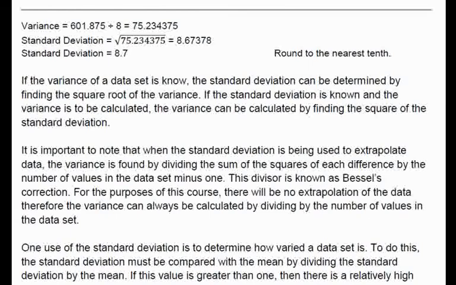So if you know the variance of a data set beforehand, you can jump straight to finding the square root of that to find the standard deviation. If you have the standard deviation and you want to find the variance, you just square that value.